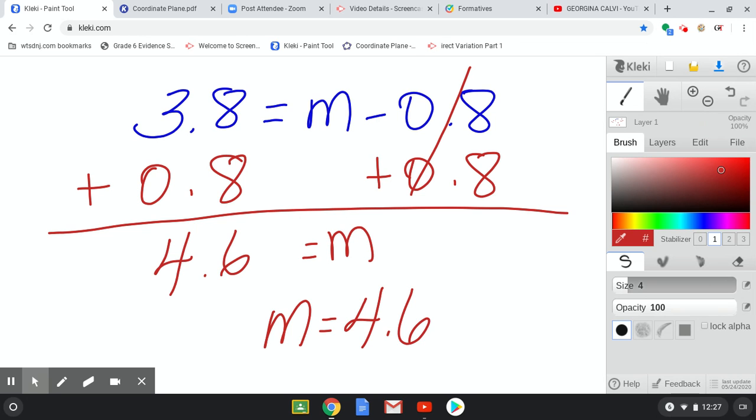So when you're entering this into Go Formative, please make sure your variable is on the left side. If you enter it on the right side, Go Formative will mark it wrong, and I have to go in and manually adjust. It's just a little bit of extra work for me. All right, so this is one example. Let's do one more.